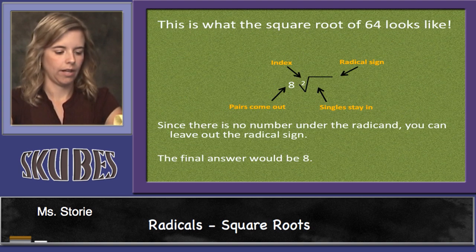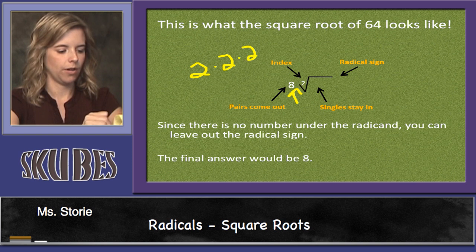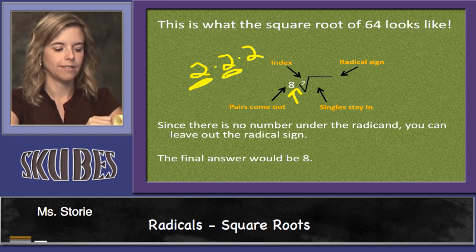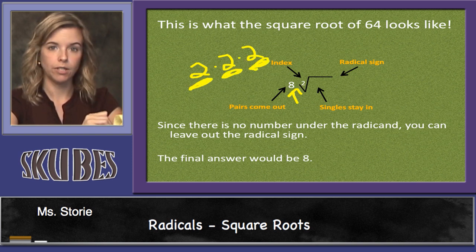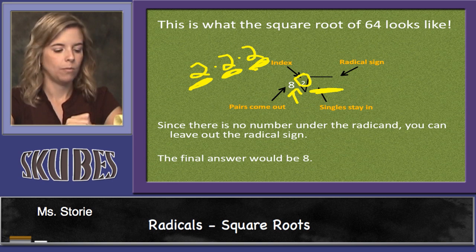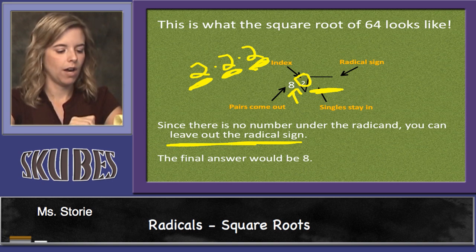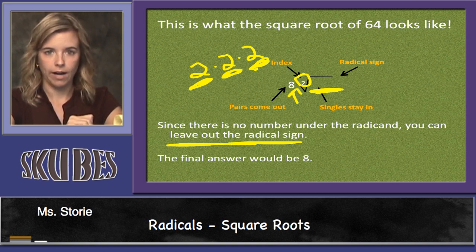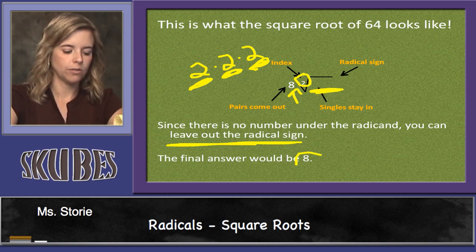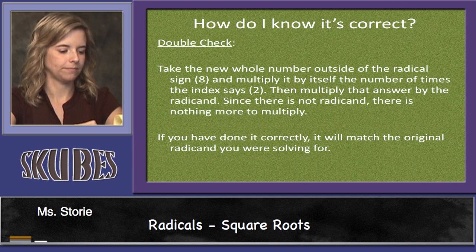So what does our answer look like? Well, the 8 was our 2 times 2 times 2. That was a pair of 2's, second pair of 2's, and a third pair of 2's, and you multiply all of them together and you get 8. The index was 2, and notice there's absolutely nothing underneath the radical sign because there were no singles left. They all grouped up. So because of that, you can leave out the radical sign. If you've got nothing to put under the radical sign, you have no radicand, don't even write it. So your final answer would just be the number 8. Let's take a look at another one.